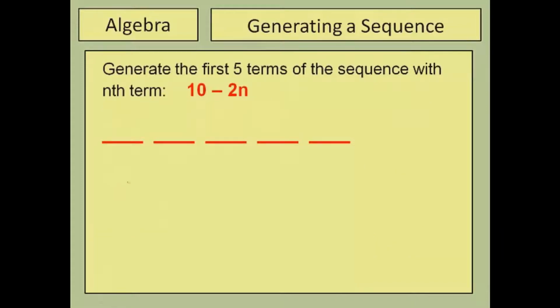Right, let's look at some slightly harder sequences. 10 minus 2n. Now it's exactly the same logic again. You're going to change this n here for the numbers 1, 2, 3, 4, 5. But you need to be careful when you do your working out. So we're going to do 10 minus 2n.